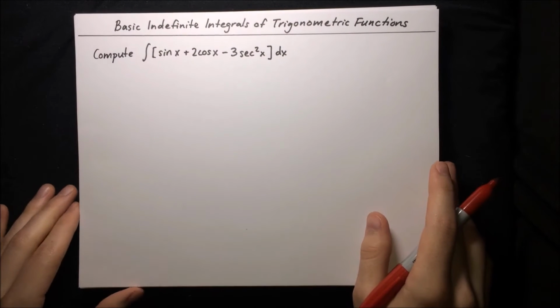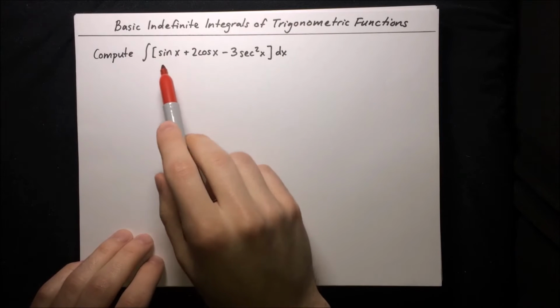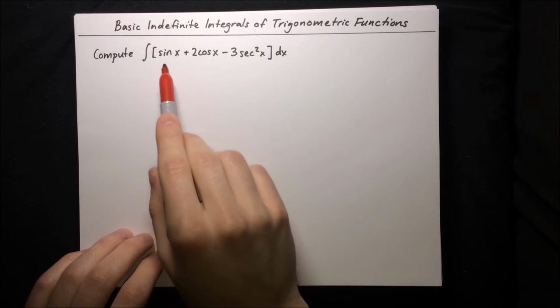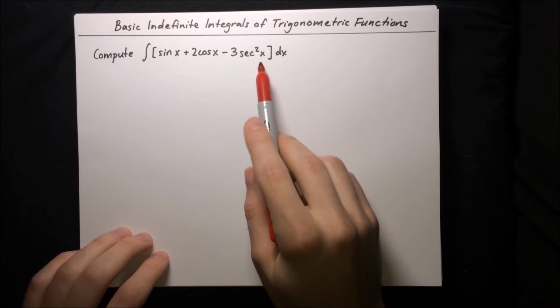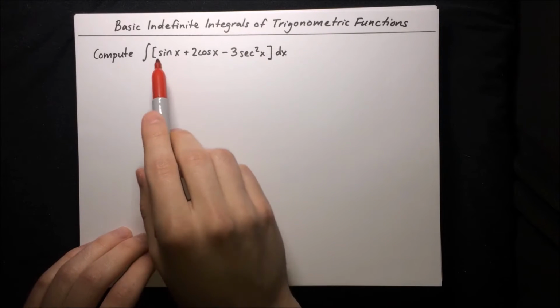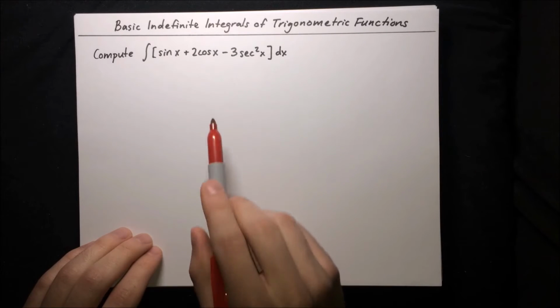Here's an example. Here we want to go ahead and apply those rules that we've learned previously to compute this larger integral, the integral of sine x plus 2 cos x minus 3 secant squared x. And how we're going to do this is we're going to break it up over each of these terms here and compute separate integrals for each of the terms.